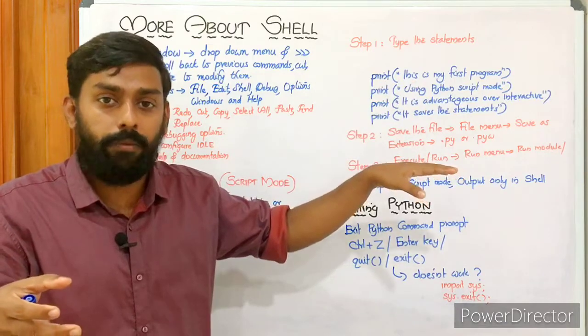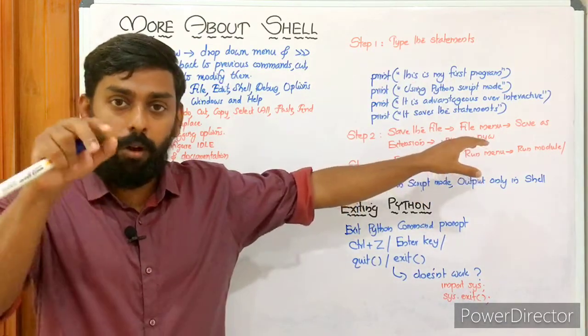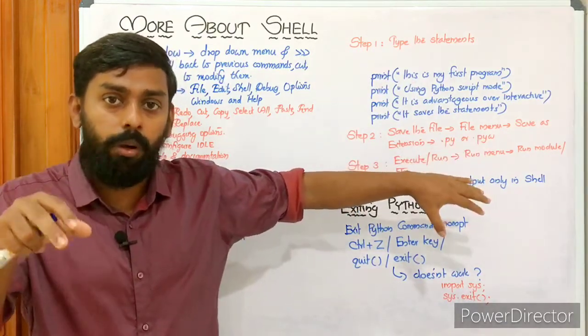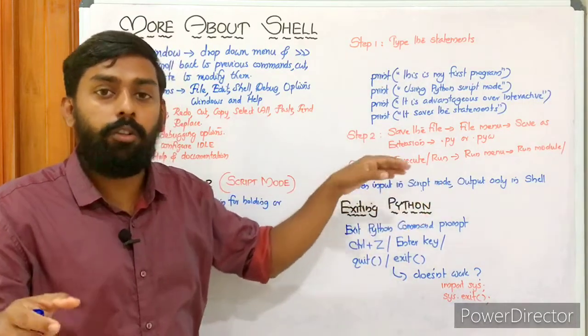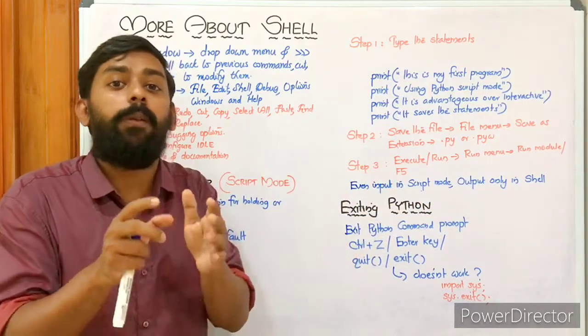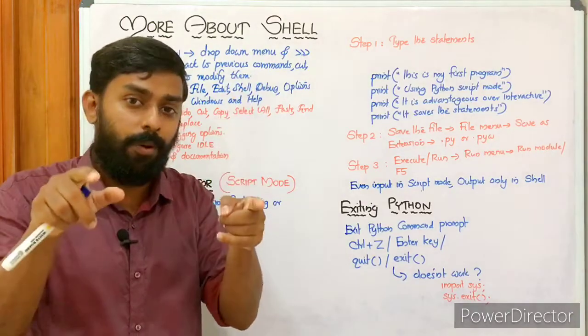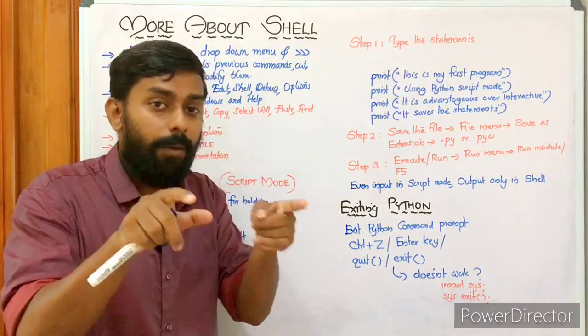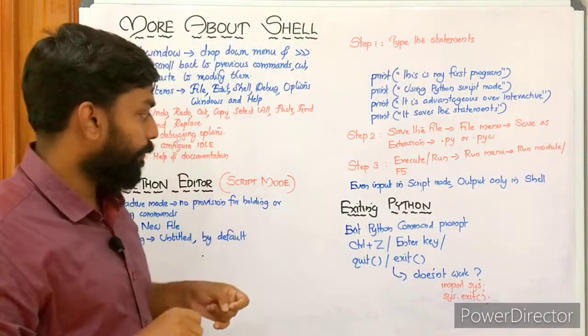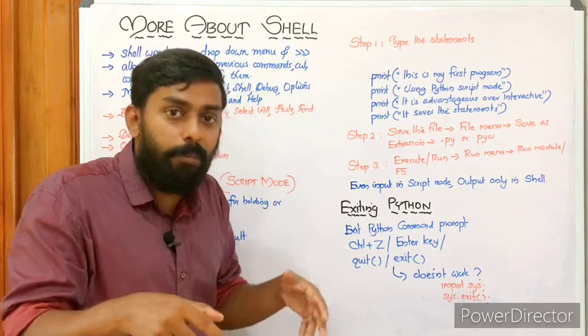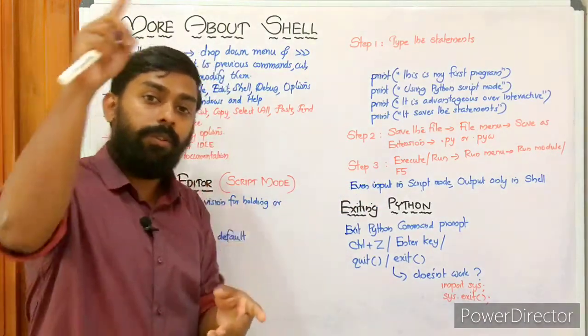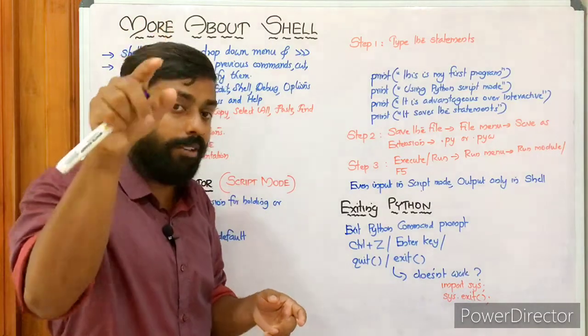After that, you'll go for running or execution. There is an option Run, then Run Module, or F5 can be pressed. Then it will be executed and the result will be displayed in the interactive mode or the shell mode. We are not getting the result in the script mode itself; we are directed to that mode, shell mode or interactive mode.